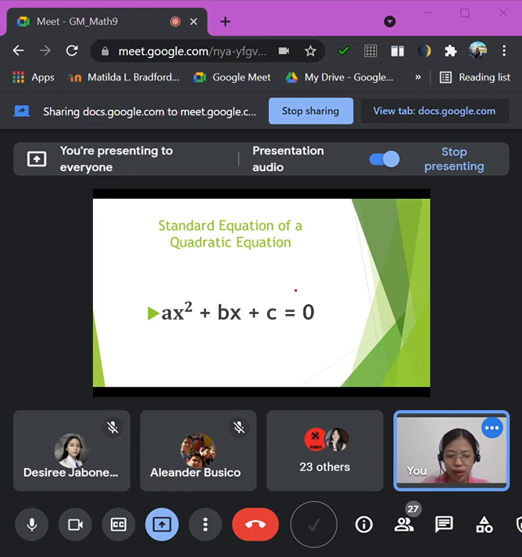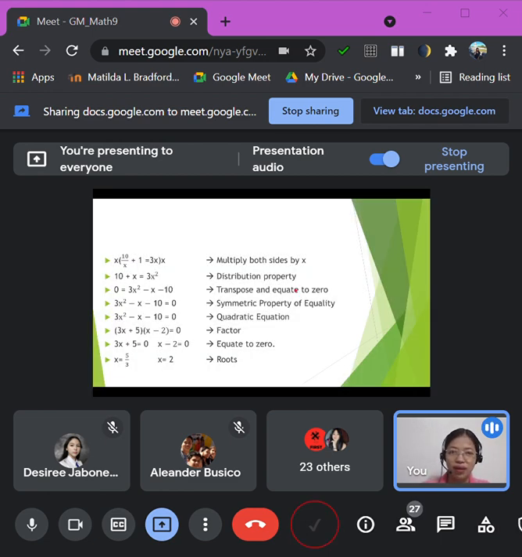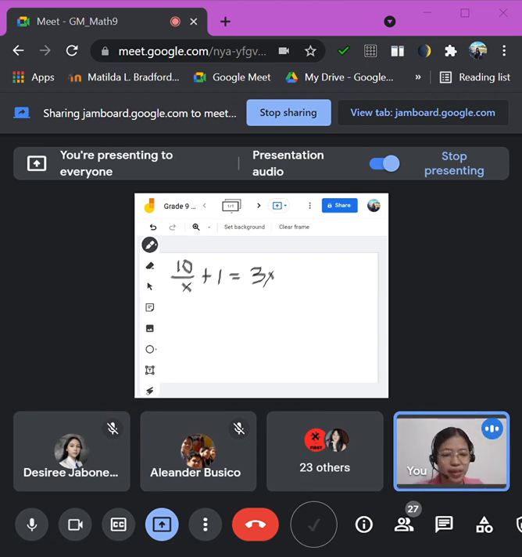So now, class, we have an example. I know you have seen the process already. We have here 10x plus 10 over x plus 1 equals 3x. We can change this into a quadratic equation. We are going to need some of the steps you can see on the slides, but I want to show it to you through Jamboard so you can better see the process.